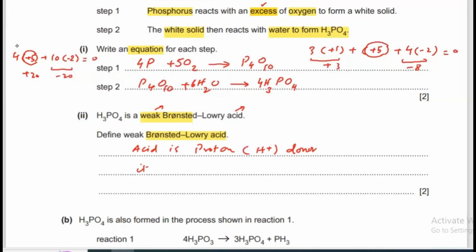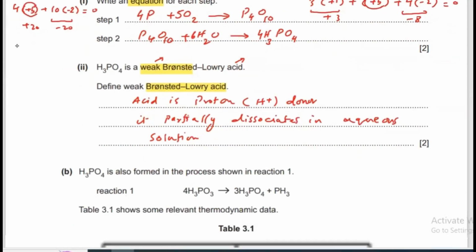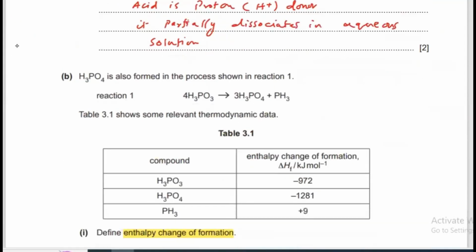and it partially dissociates in an aqueous solution. So it will be the weak acid. So it partially dissociates in aqueous solution. This question has 2 marks. If a student writes that it partially dissociates in aqueous solution, then he or she will get 1 mark. But you have to define the acid as well. Acid is a proton donor, and weak acid is the acid which partially dissociates in the aqueous solution.